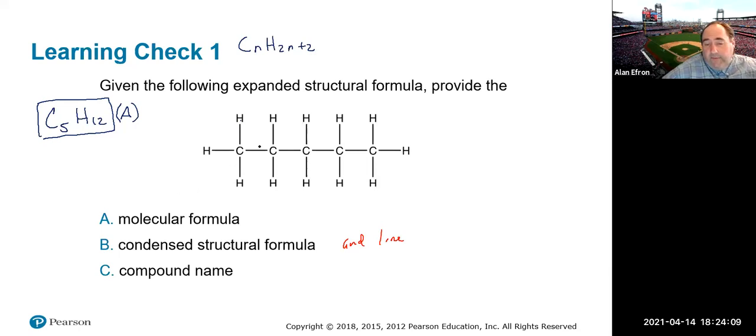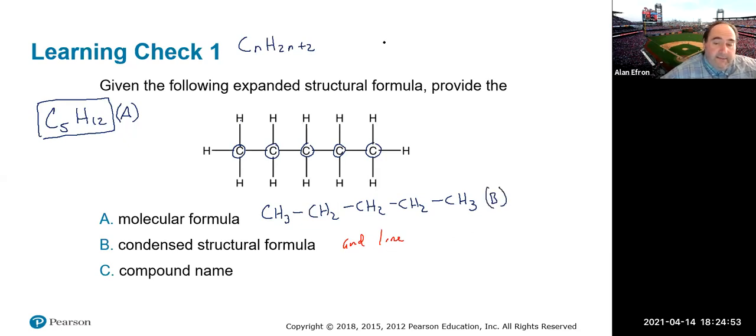Now, condensed formula, remember, is really just identical to this, other than we're not drawing out the hydrogens. So you might as well just start on the left-hand side, and I have a carbon that has 3 hydrogens attached. So that's going to be a CH3. I have a carbon with 2 hydrogens attached. That's going to be a CH2. I have another carbon with 2 hydrogens attached. That will be a CH2. One more carbon with 2 hydrogens attached would be a CH2. And lastly, on the other end, a carbon with 3 hydrogens attached would be a CH3. Any questions on that one? And that would be the condensed formula.